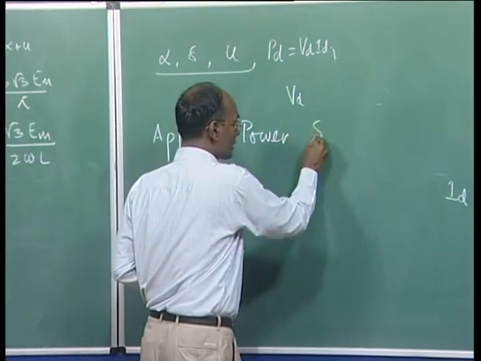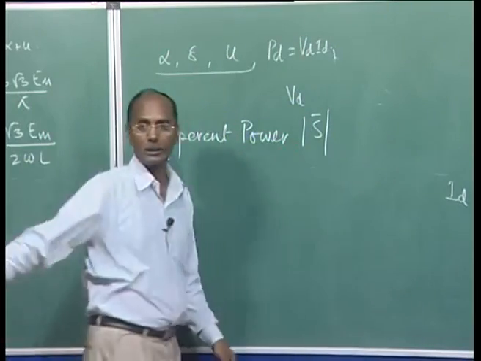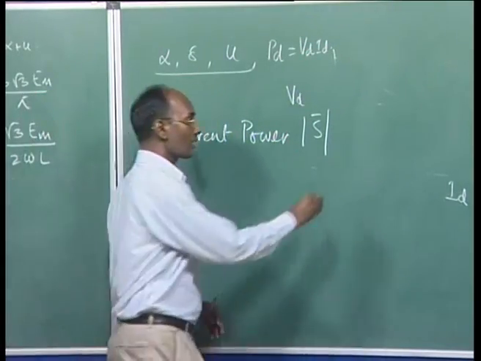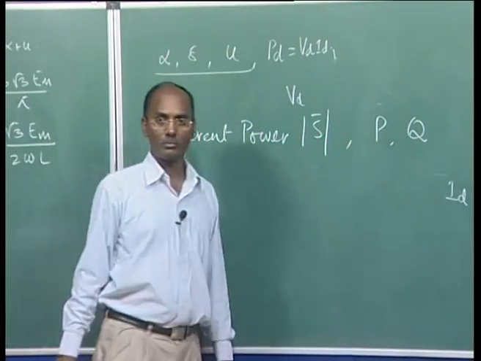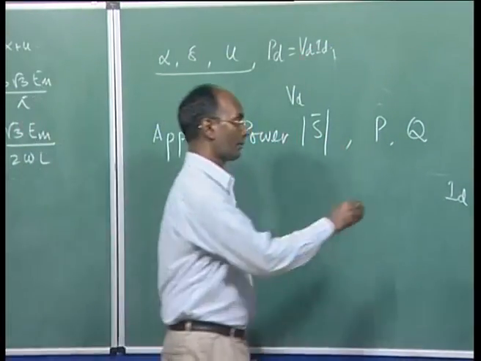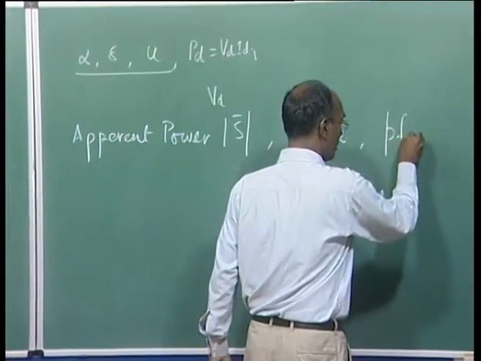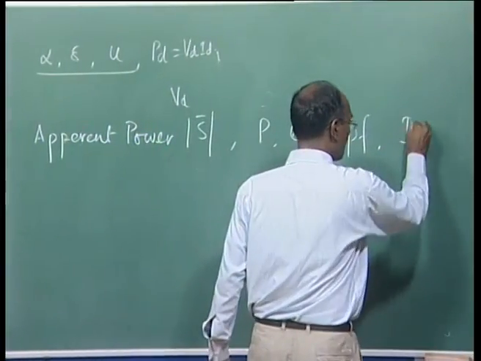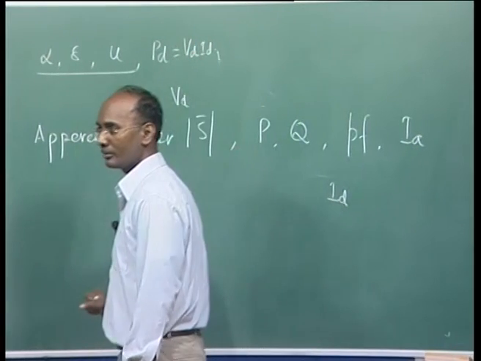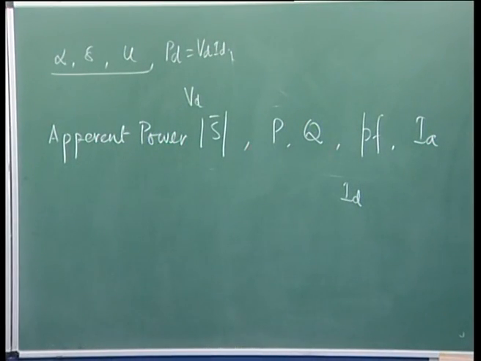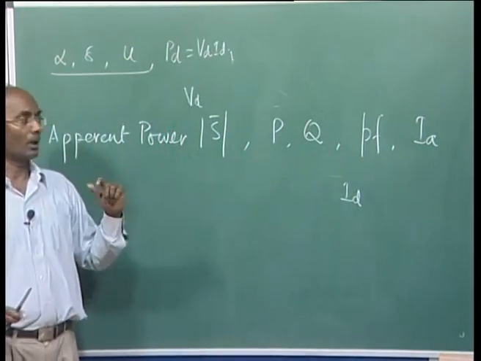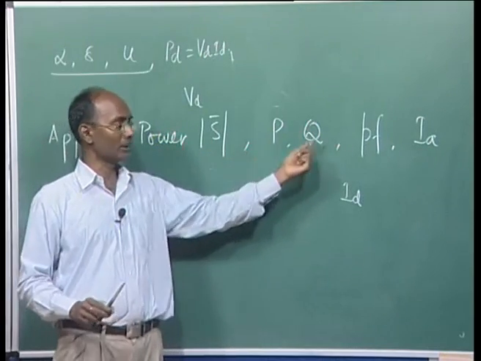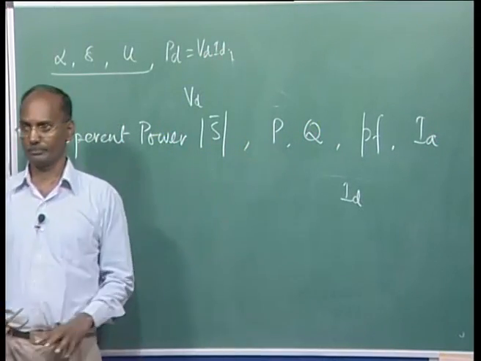This is your S, the complex value. We can also separately have the real power P, the reactive power Q on the AC side. We can have the power factor, the phase current. So, these are basically the 1, 2, 3, 4, 5 quantities we can draw. No doubt, these three are related to each other.